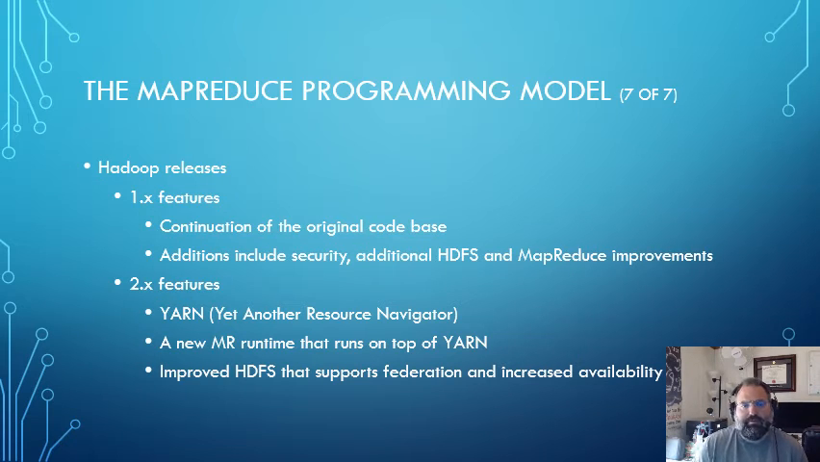The Hadoop 1.x releases were a decent offering. They basically had HDFS and MapReduce. They incrementally improved it, but the big thing came along when we did 2.0 and greater, so the 2.x releases. The main thing they did was introduce a better way of resource scheduling using Yet Another Resource Negotiator, YARN, and then some additional runtimes on top of YARN, and also some improvements in HDFS that supported federation and increased availability. So incremental improvements.